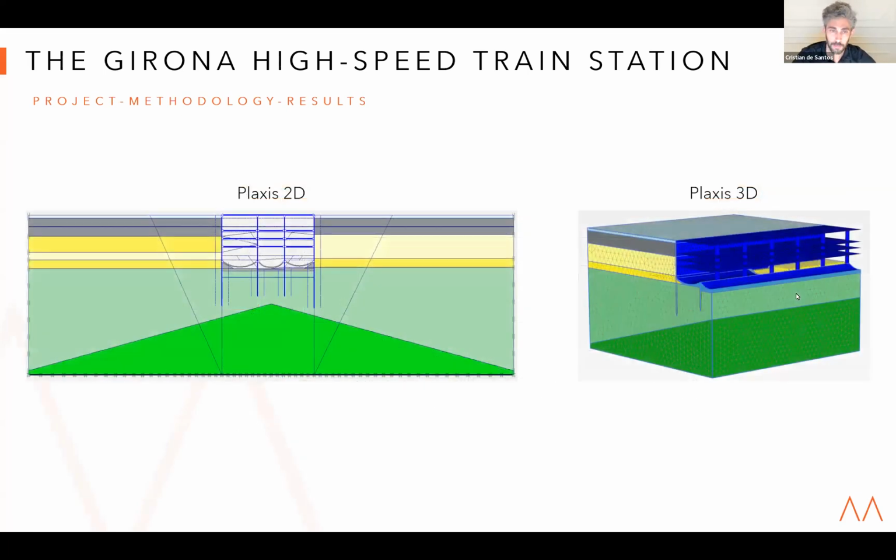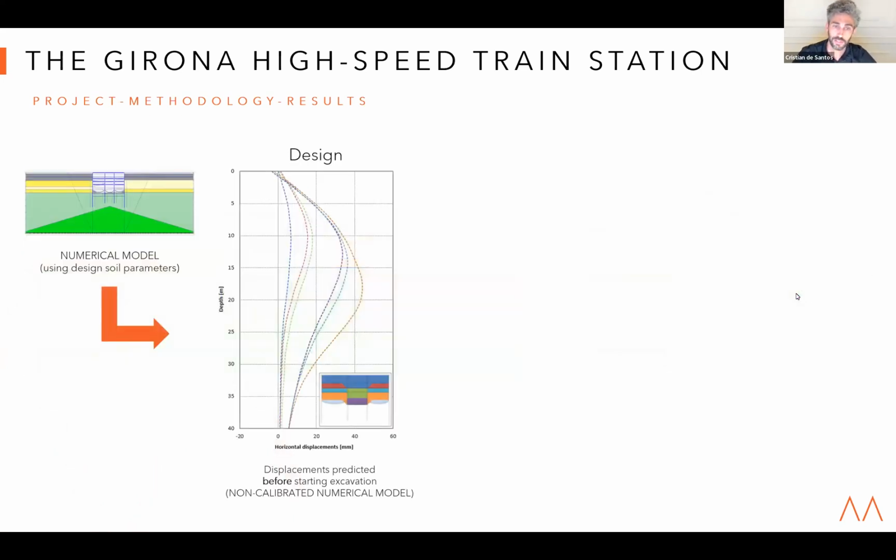We created a Plaxis 2D and a Plaxis 3D. The reason for creating a Plaxis 3D was only to determine the length of the excavation steps in the lateral parts, but the rest of the models were similar, whether using 2D or 3D. Here you can see the predictions of the original Plaxis model. So we were expecting displacements at the end of excavation 6 of around 40 millimeters.